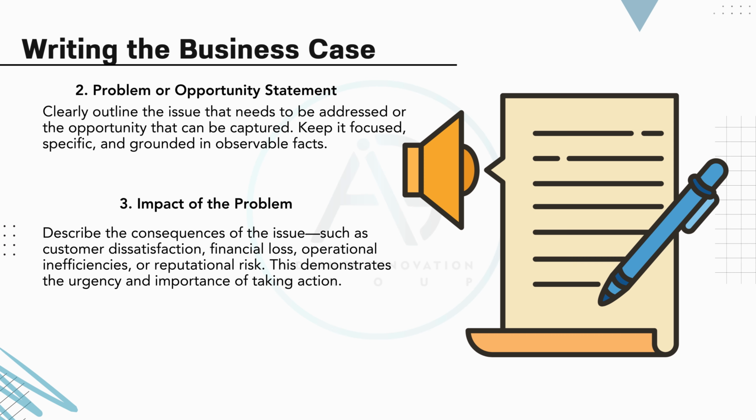Next is the impact of the problem. This is where you describe the consequences of inaction. Whether it's customer dissatisfaction, financial loss, inefficiencies, or risk to reputation, this section helps show the urgency of the problem and why it's worth addressing now. Together, these elements help justify the need for the project and make a stronger case for support and approval.